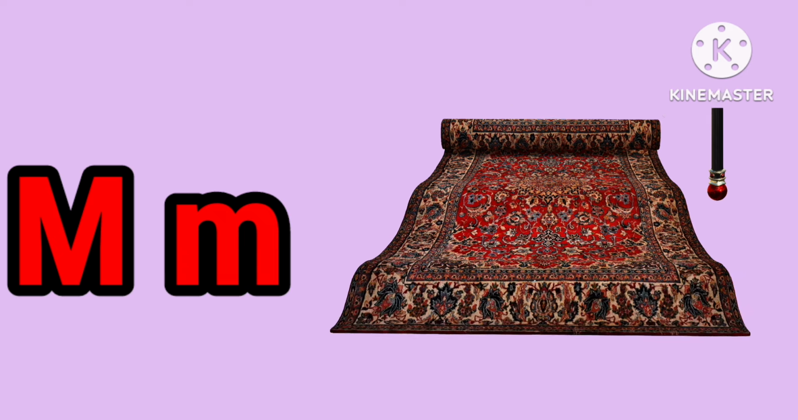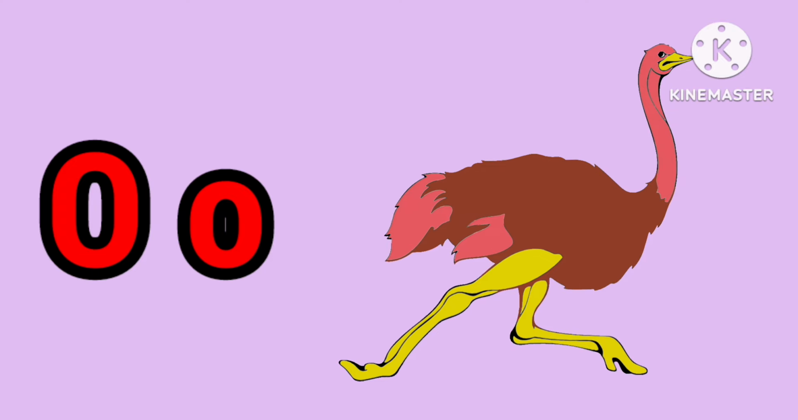M for mouse, M for nail, N for net, na na. O for ostrich, O.